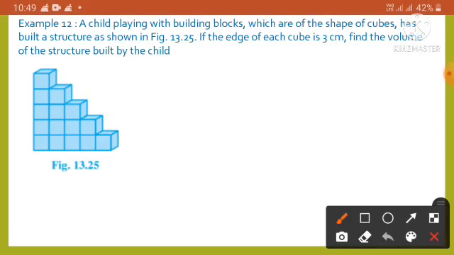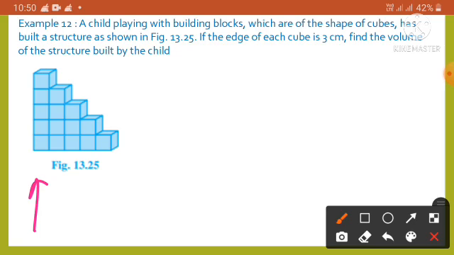Next one is a child playing with building blocks which are of the shape of cubes. Look at the figure here. The child has built a structure as shown in this figure. If the edge of each cube is 3 cm, find the volume of the structure built by the child.